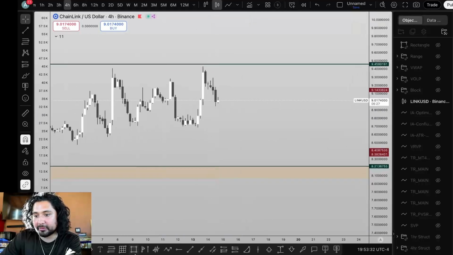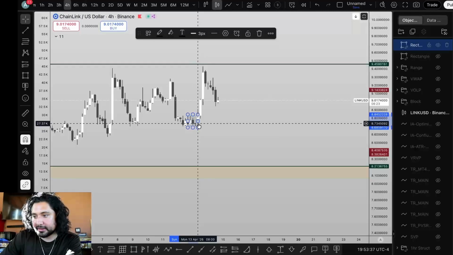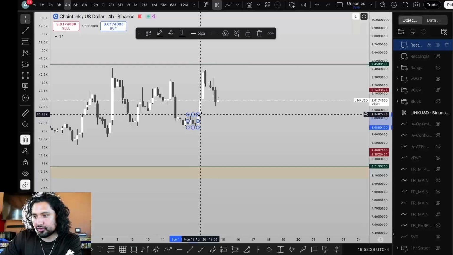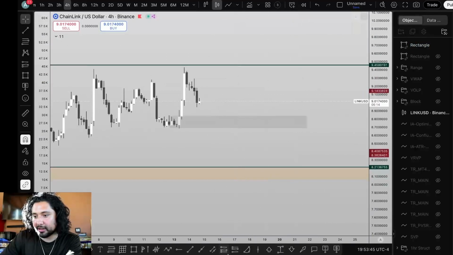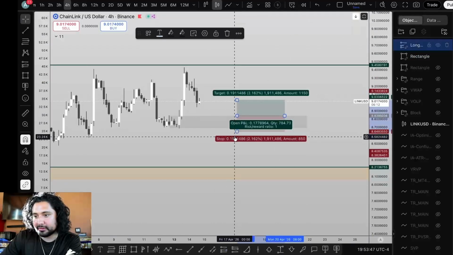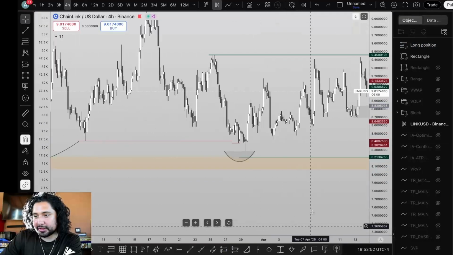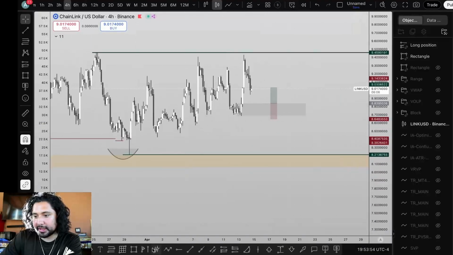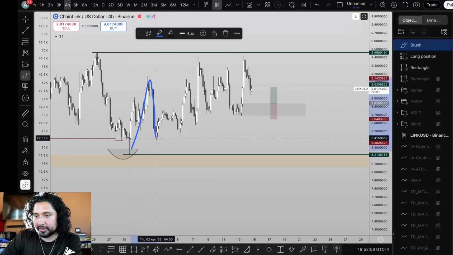Oh, you see, we have an order block right here at $8.84 to $8.68. We have this order block that we could come to, so this would be a long position right here. Let's see what the structure looks like. So we have, boom.